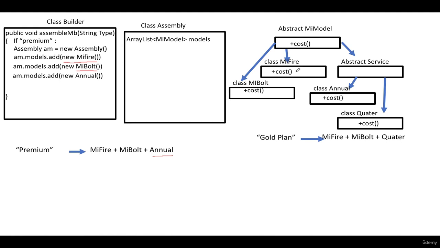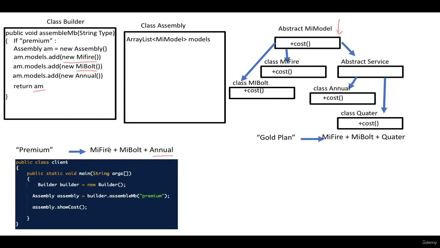So if you see, all these subclasses are actually part of this top level abstract class, that is MIModel. So that's why we are adding into this array list of type MIModel, and then at the end we simply return this instance, which is an array list, and the client will get access.